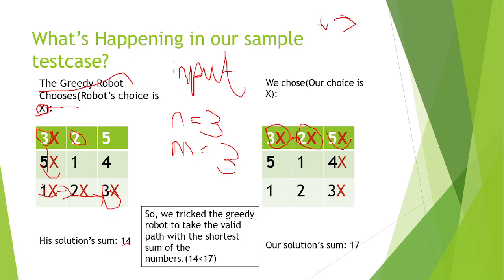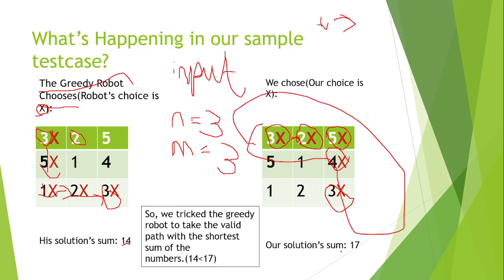And then we can go to 5 because that's also a very good big number, but we are not going to be greedy, and we choose 4, and then our journey ends at 3. So if we sum all of this, our solution is 17. So we trick the greedy robot to take the valid path with the shortest sum of the numbers. So 14 is lower than 17.